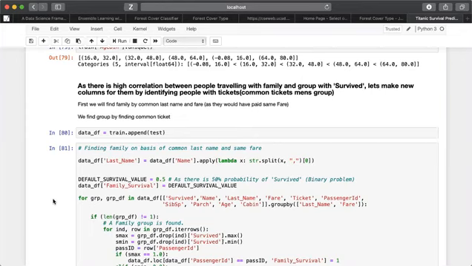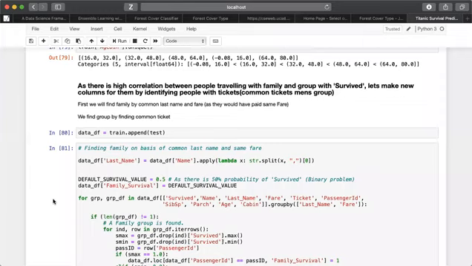So what I have tried to do is use two or three things to get that insight. Number one, I have tried to use the last name, that is, the last name of the passenger was the same. And if the fare is the same, it means that these two or more passengers were traveling in a family.